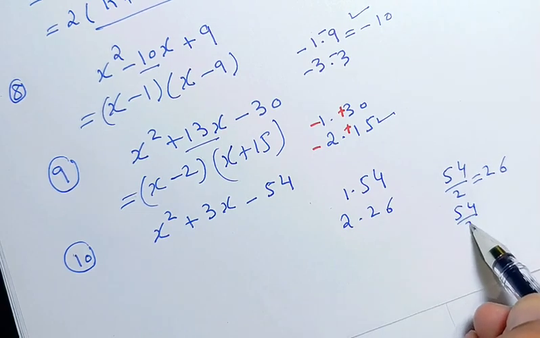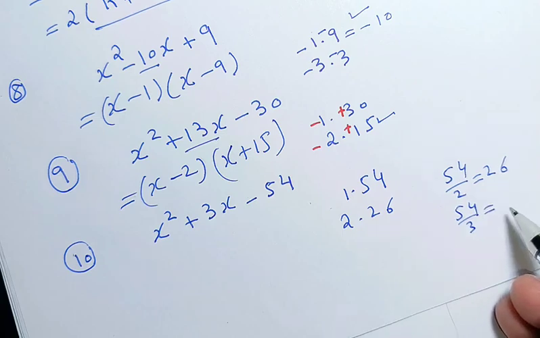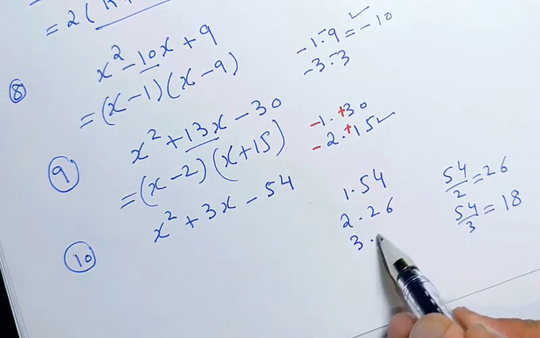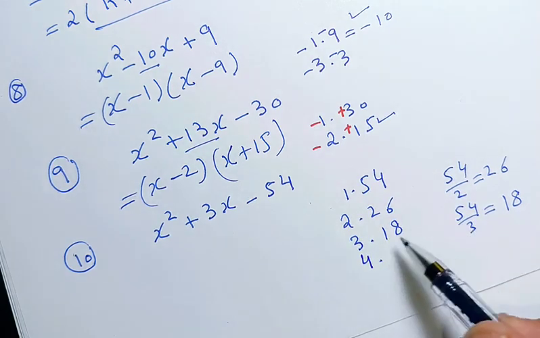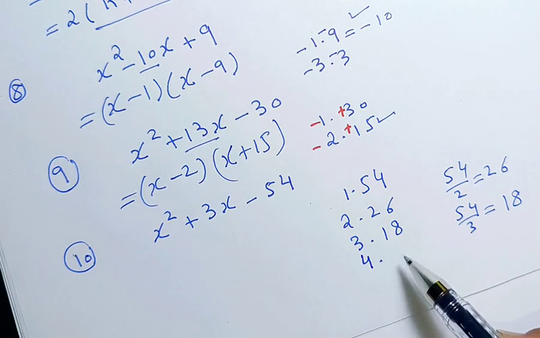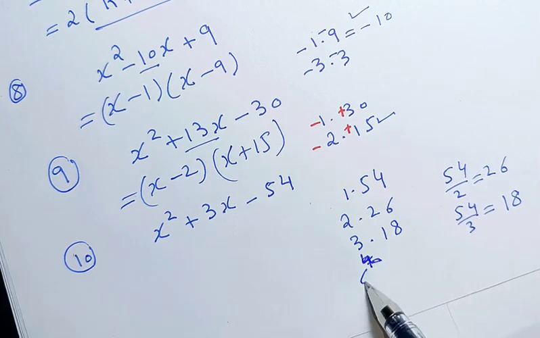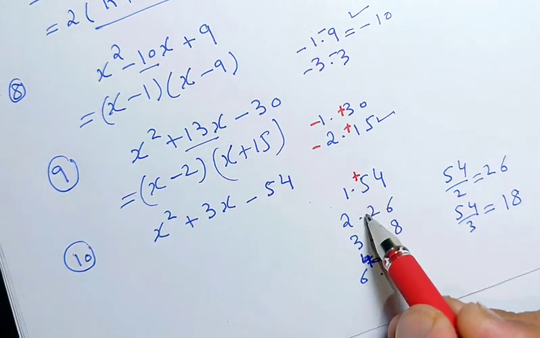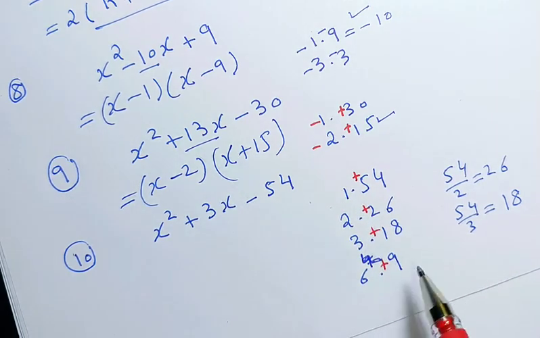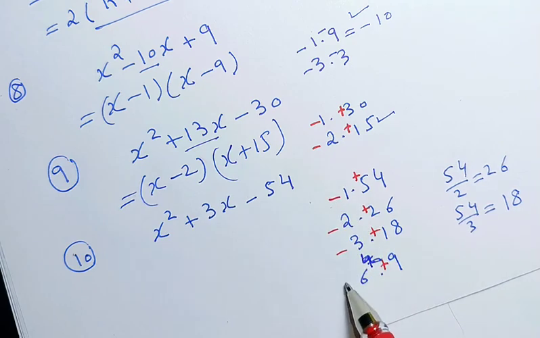54 divided by 3, the answer is 18. So 3 times 18 is 54. We can try 4 as well, but 4 is not going to work, so 6 works. 6 times 9 is 54. After that it starts repeating, so we leave it here. So the larger number will be positive, and the small number negative.